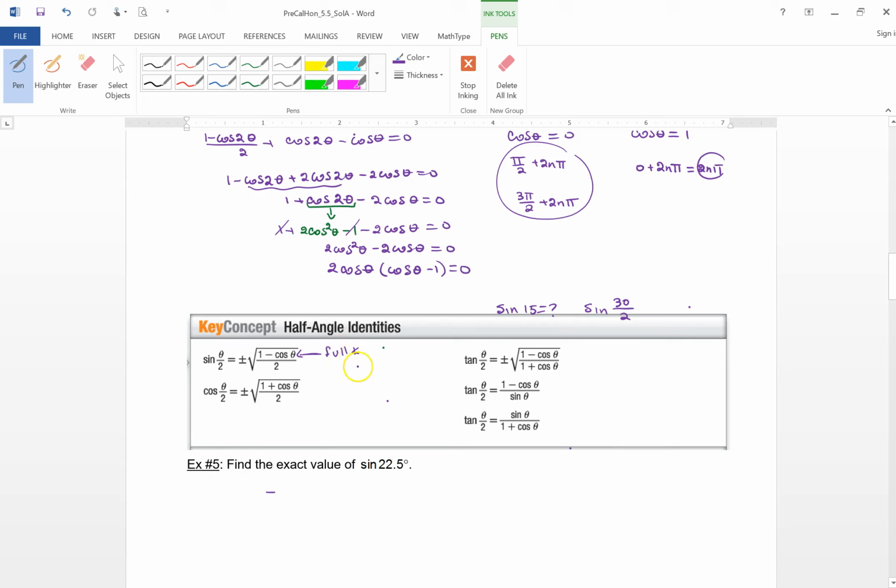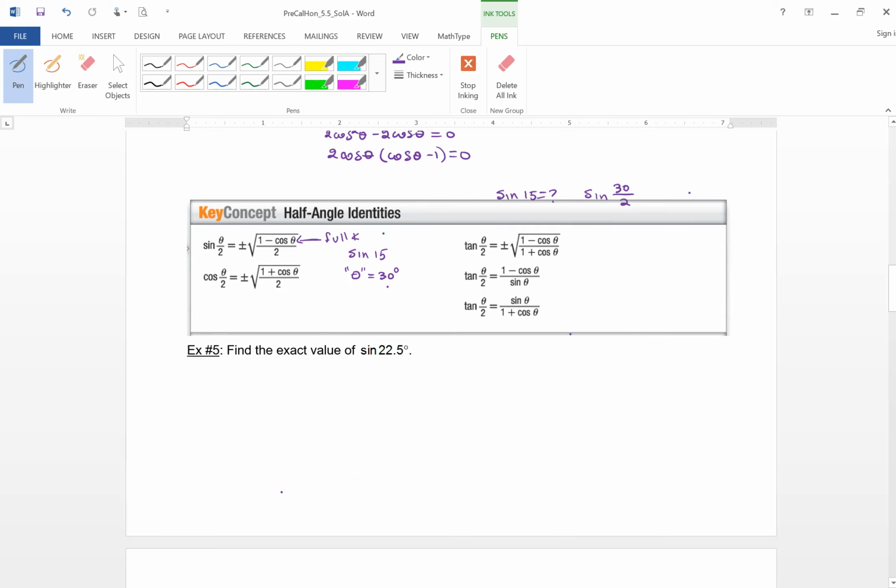So for example, if we're looking at sine of 15, then theta is 30 degrees. You see what I mean? Say yes. Good. All right. So let's find sine of 22.5. Well, this is really sine of 45 over 2, meaning this 45 is your theta. Now, what's the identity for sine of theta over 2?